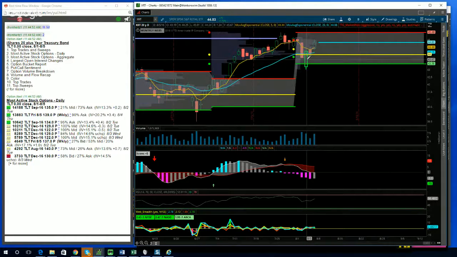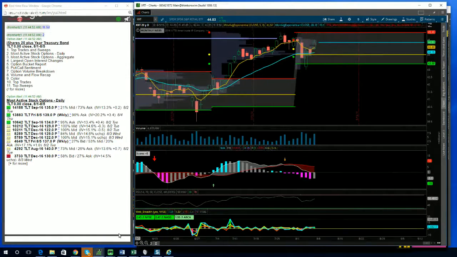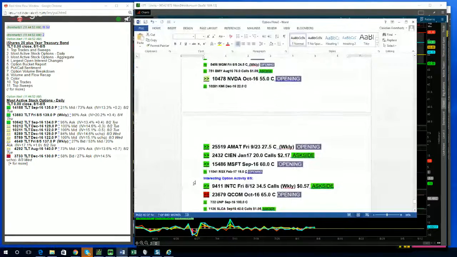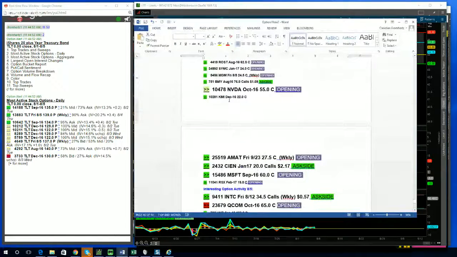Anyway, that's last week. I want to get to what looks good for next week and where we saw those longer dated swing trade positions. Back in the semis group, NVIDIA, big trade going out to October.